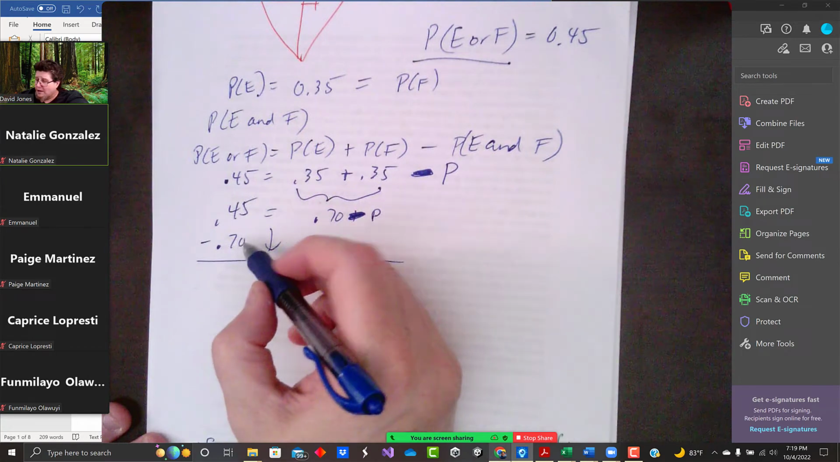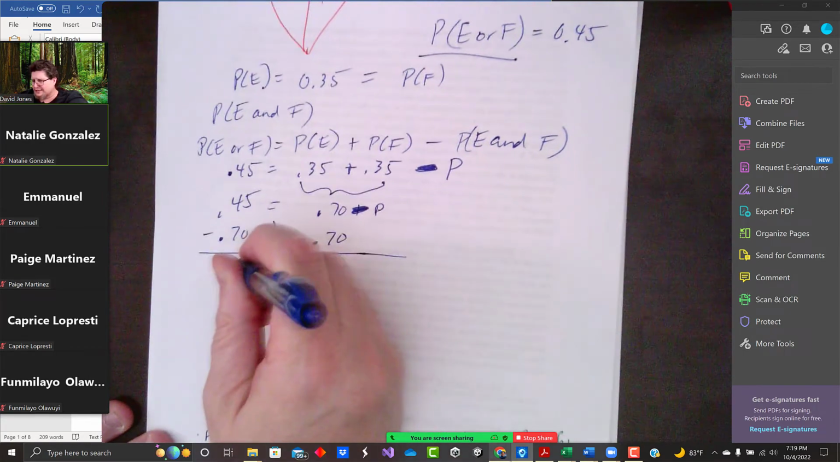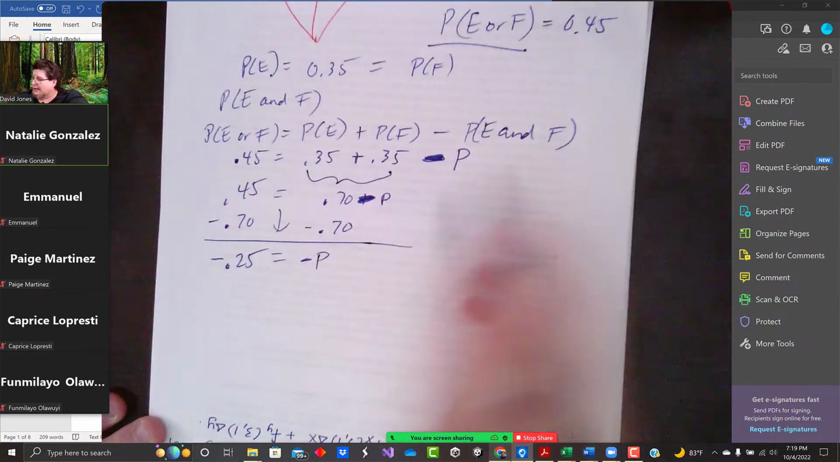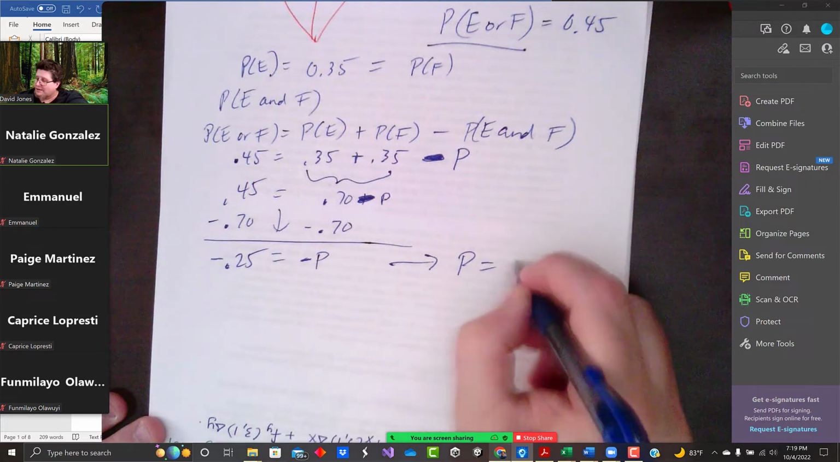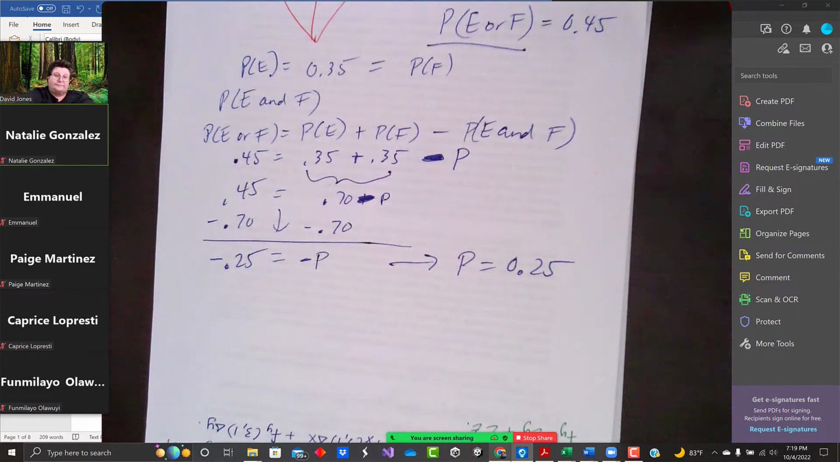On the left side, 0.45 minus 0.70 is negative 0.25. And at this point, we can cancel out the negative signs. P should be 0.25. Does that make sense?